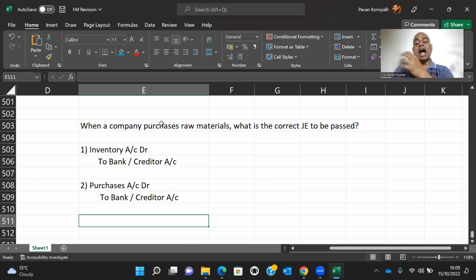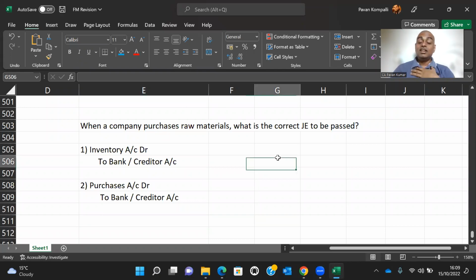So, is it like either they can pass 1 or they can pass 2? No. In a specific situation, 1 is correct. In a specific situation, 2 is correct. They are not interchangeable, like either write that or write this. No, it is not either one. You'll get a mental assault. Get ready for a heart attack.